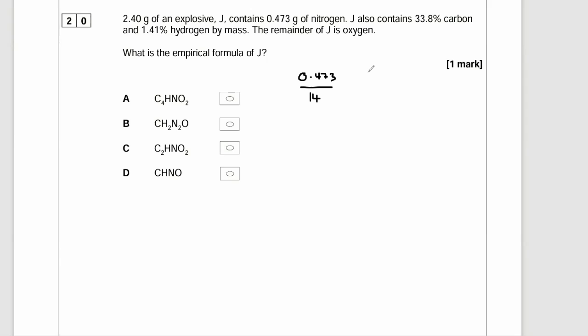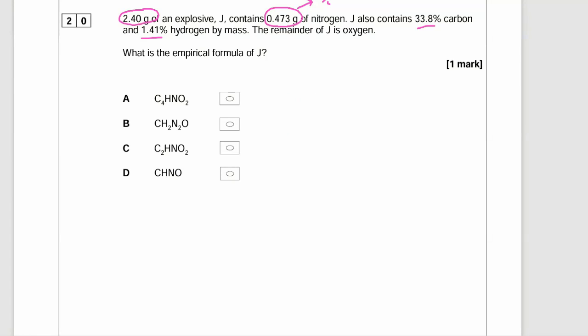I want all percentages. Remember, with empirical formula, you can divide the percentage by the AR, or you can divide the mass by the AR, essentially. So you can either do percentage by AR or mass by AR. It's easier here for me to work out what the percentage of nitrogen is from the total. So I should do 0.473 divided by 2.4 times 100, and that will give me the percentage of nitrogen here.